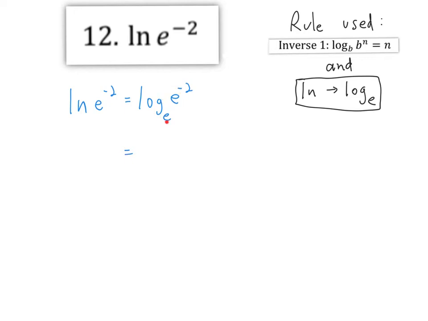The fact that these bases match now means the answer is just the exponent, and that's it. So the answer is just negative 2.